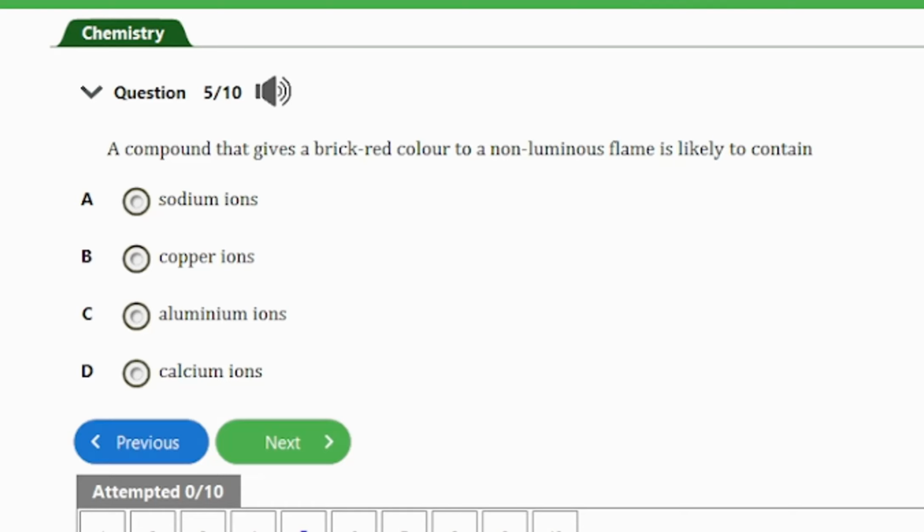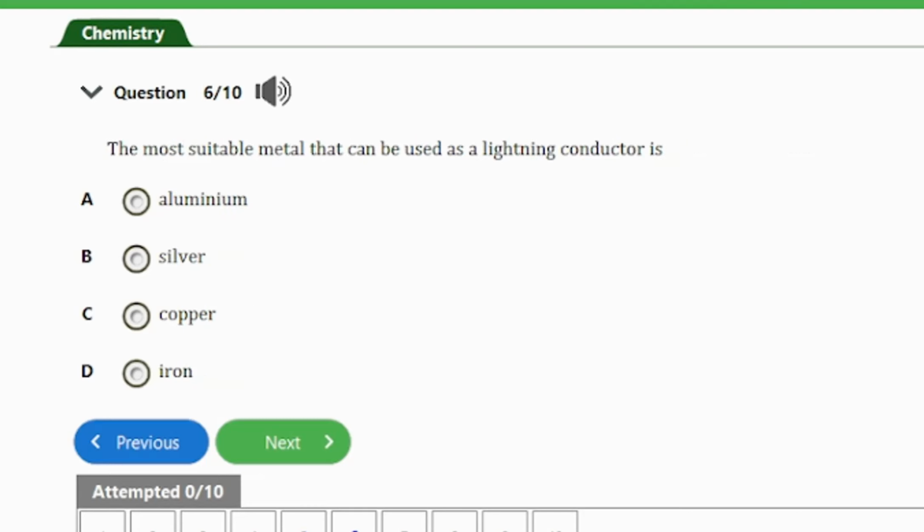So a compound that gives a brick red color to a non-luminous flame is likely to contain calcium ions. This is based on the flame test, a procedure used in chemistry to detect the presence of certain metal ions based on the color of the flame that appears along with the compound when heated. So calcium ions cause the flame to be brick red. And that's it for this question. So let's look at the next question.